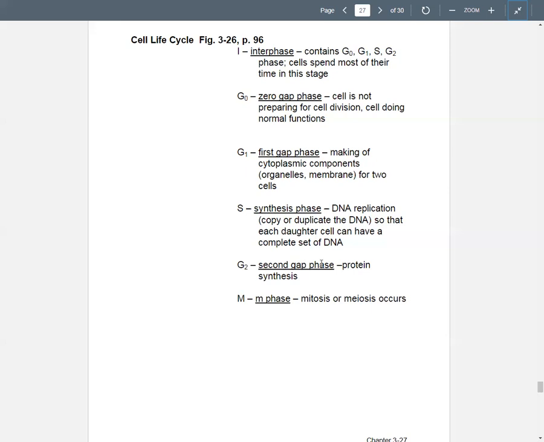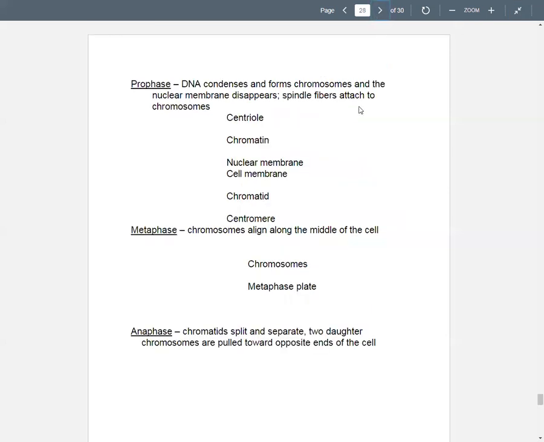And that's separate from really the protein synthesis that you have just to sustain that cell. This is to make enough for two cells. Then you get to M phase, or the mitotic phase, where mitosis or meiosis occurs. Then in prophase, you start getting DNA condensing. The DNA starts condensing and making chromosomes. The nuclear membrane starts to disappear. It's harder to see. Okay, you start having the spindle fibers attached to the chromosomes. Okay, so where the centriole starts showing, you start seeing chromatin start condensing in the chromosomes.